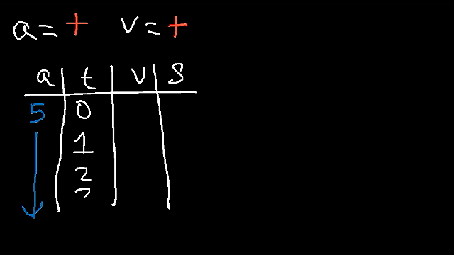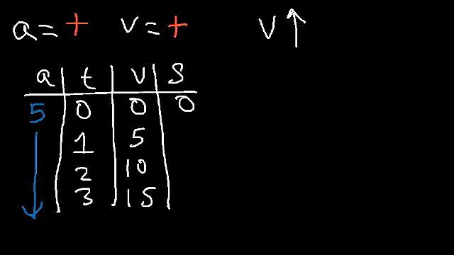What is the velocity at t equals 1? Let's say if initially the velocity and the speed is 0. So 1 second later, the velocity is going to be 5. 2 seconds later, it's 10. 3 seconds later, it's 15. So as you can see, when the acceleration is positive, velocity is increasing. The acceleration is the rate of change of velocity. So if the acceleration is 5 meters per second squared, that means that the velocity is increasing by 5 meters per second every second. Speed is the absolute value of velocity.